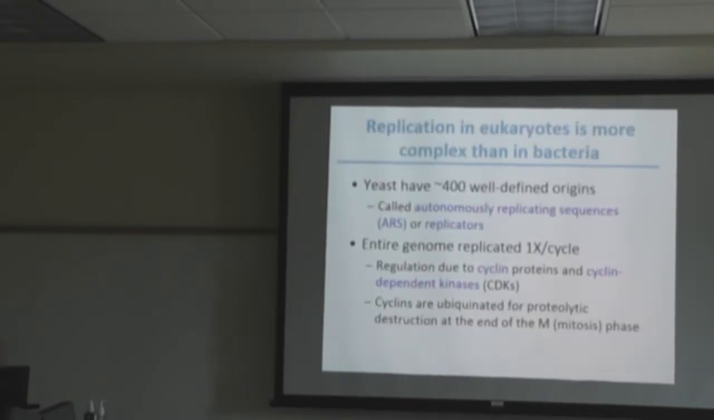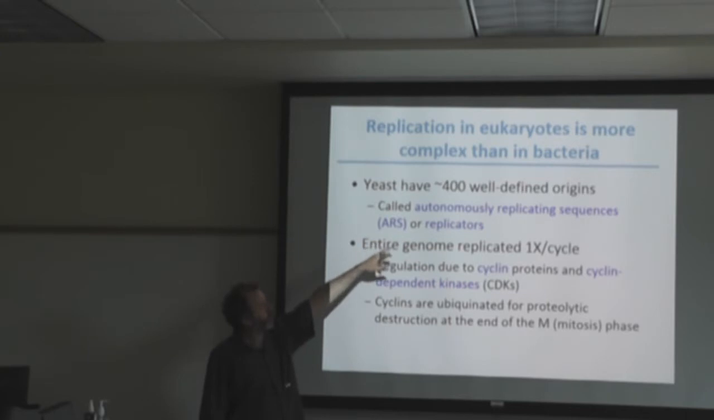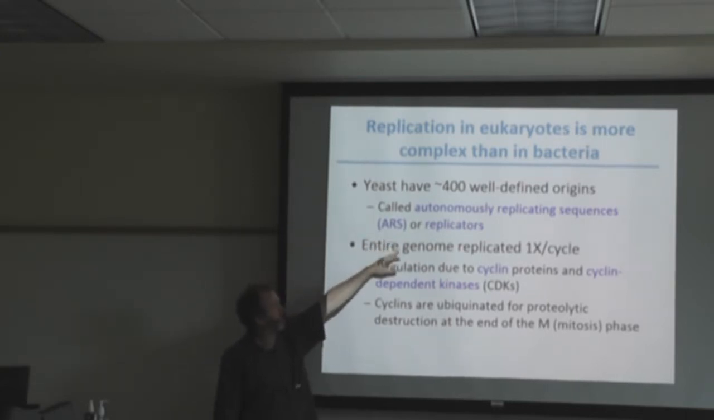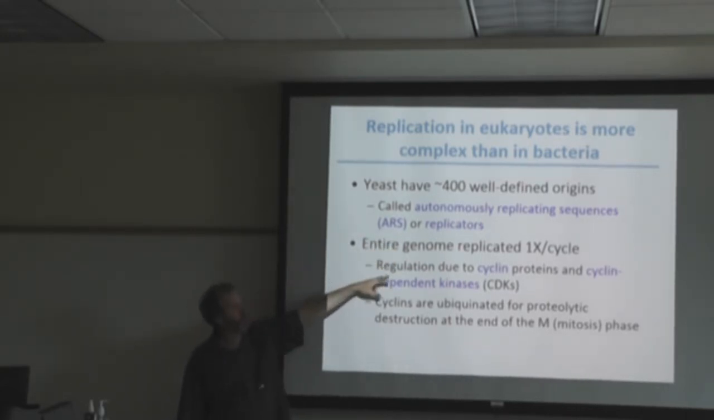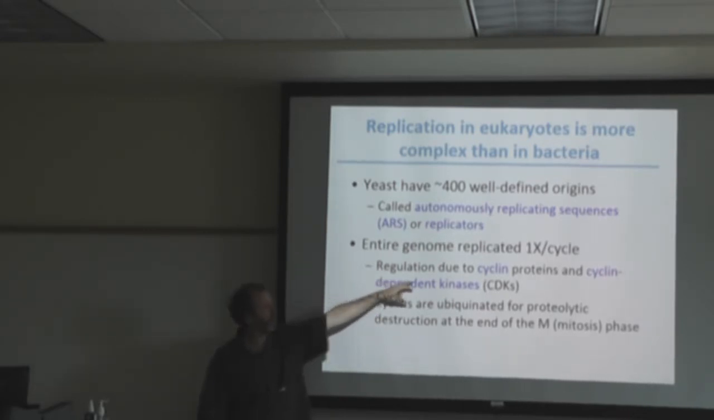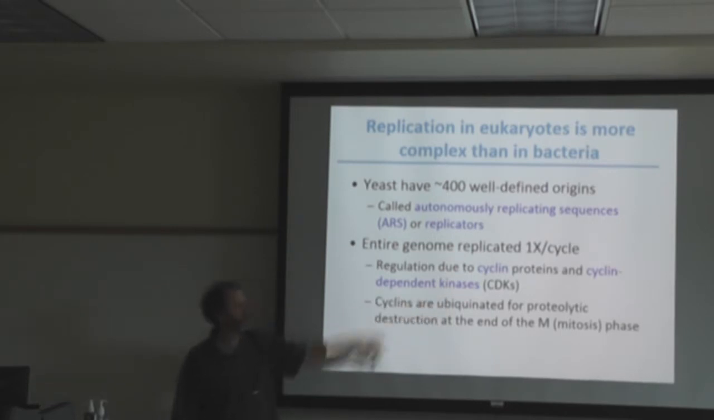In eukaryotes, it's a little more complex than in bacteria, because remember, we have chromosomes that aren't circular. Yeast has 400 well-defined origins, so instead of having just one origin of replication, we have multiple. They're called autonomously replicating sequences, ARS, or replicators. The entire genome is replicated one time per cycle. Regulation is due to the cyclin proteins, which are regulated by cyclin-dependent kinases.